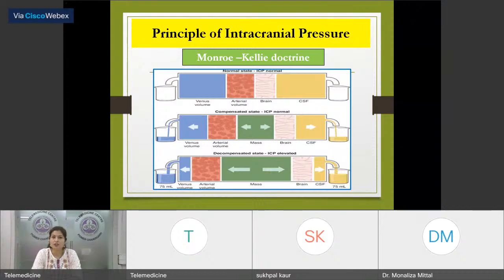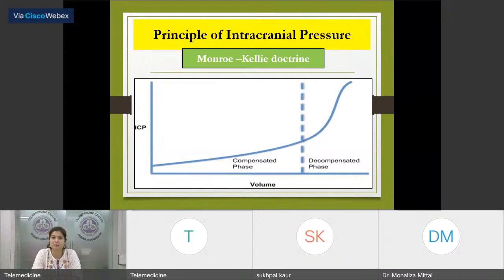How does ICP work? It works on a very simple principle known as the Monro-Kellie hypothesis. According to this principle, all three components, that is the blood, CSF, and the tissue, remain in balance. Once the volume of any one of these three increases, such as with an injury or a tumor, the other two have to decrease so that the balance is maintained. This is known as the compensatory mechanism. But what happens when this compensatory mechanism is lost? It becomes decompensated, and that is the state when ICP starts rising.